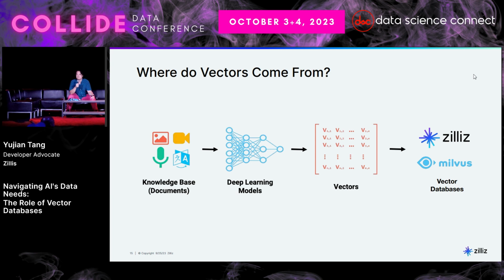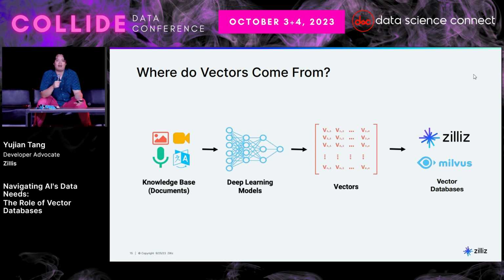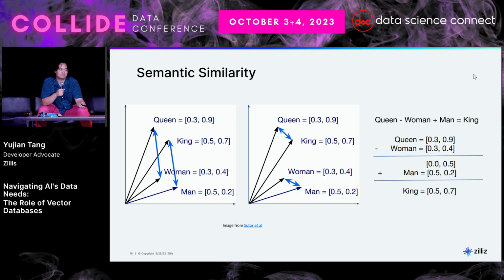All right, how do vector databases help? Let's cover this. Where do vectors come from? What is a vector, right? So you have your knowledge base, some set of documents, some images, some videos, whatever. And what you do with that is you put that into a deep learning model or an embeddings model, and it spits out some vectors, and you store your vectors in a vector database such as Zilliz or Milvus. So vectors are the internal representation from a machine learning model of what that input data is.